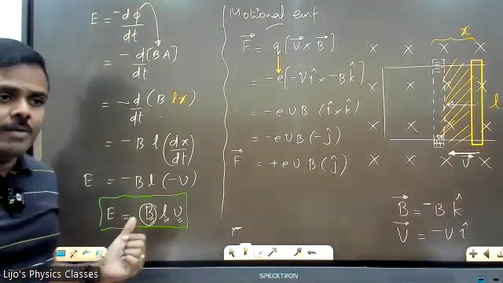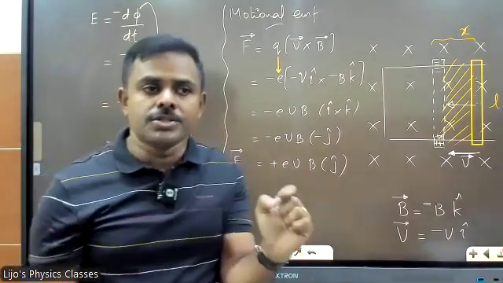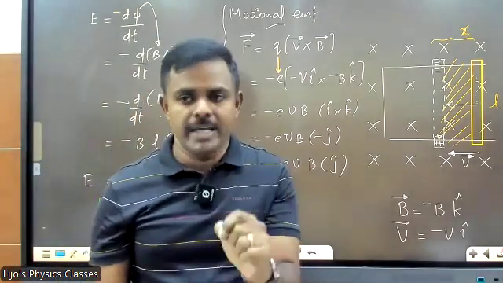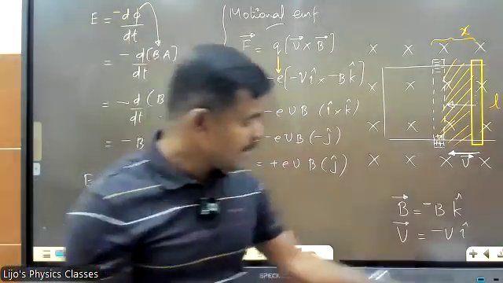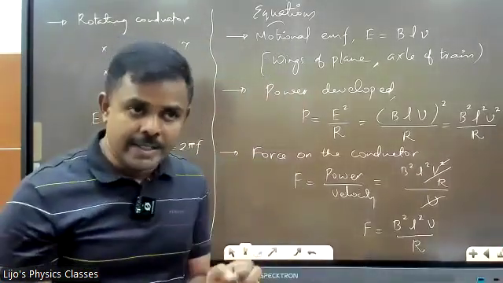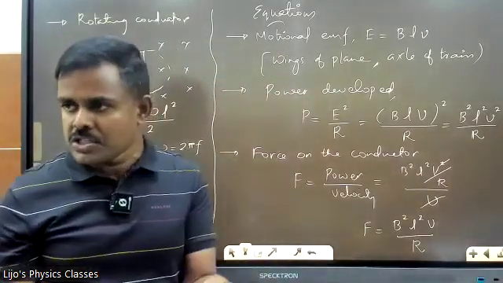So the equation for motional EMF is what? B into L into V. B into L into V. All right. B is the magnetic field strength. L is the length of the conductor. V is the velocity of the conductor.